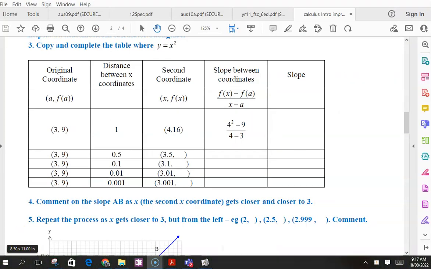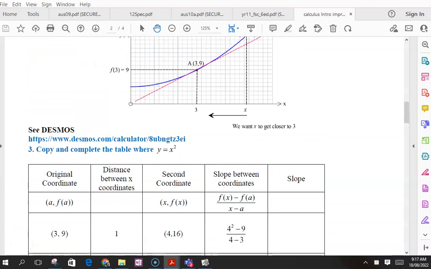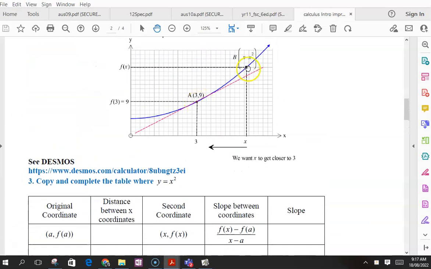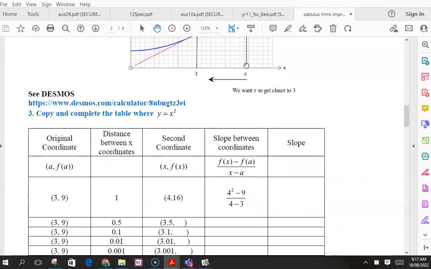So sorry, I don't know if I just recorded and I double hit pause or what, but basically we're trying to fill out this table that we are moving from this point here. We're going to start off at 4 units, so 1 unit away, so 4. And so we can find our point at 4: when x is 4, 4 squared gives you the y value of 16, and we're going to find our slope.